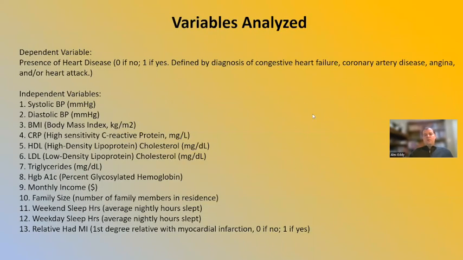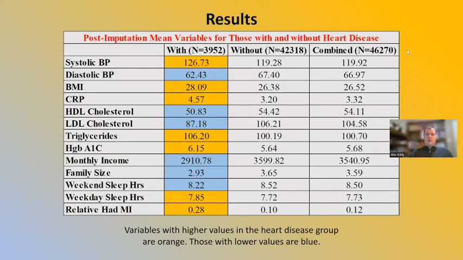So these are the variables we analyzed. Our dependent variable, this is the one we wished to predict, was the presence of heart disease, given a value 0 if no heart disease and 1 if there was heart disease. And then we have 13 independent variables below, and I'd like to draw your attention particularly to the 2 socioeconomic variables we threw into the analysis, those being monthly income and family size, 9 and 10.